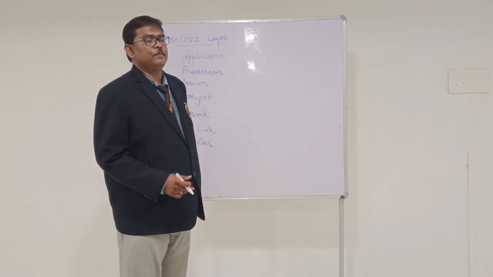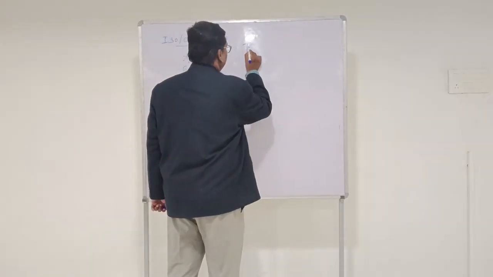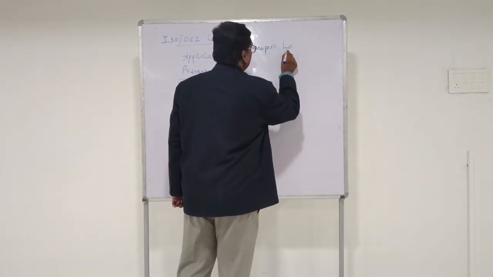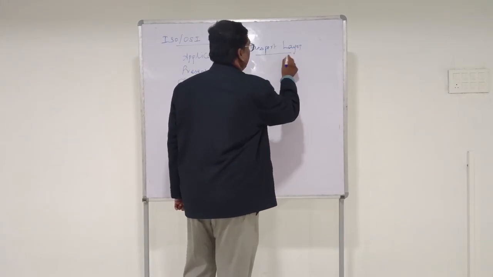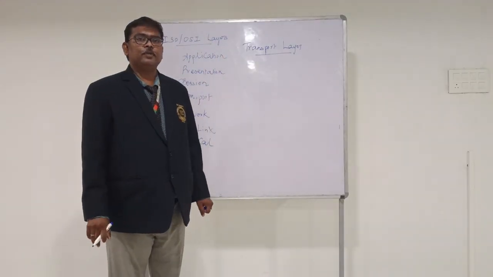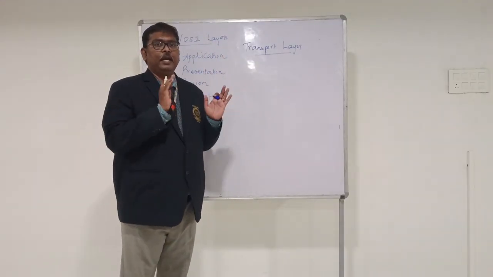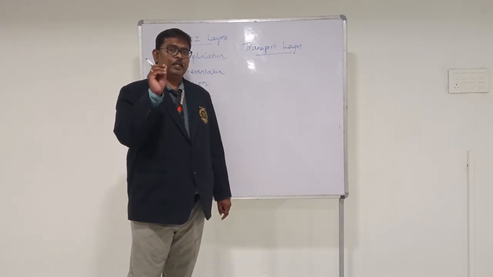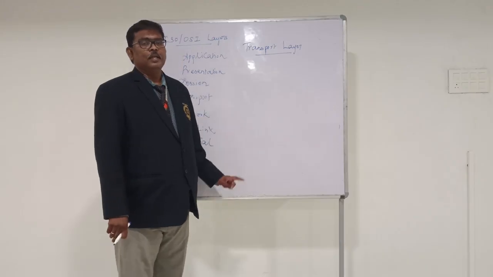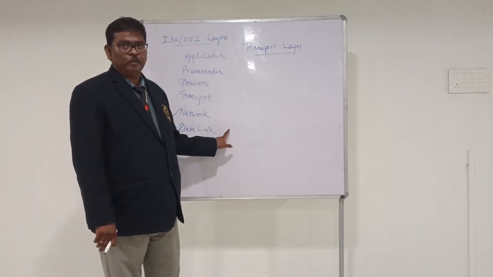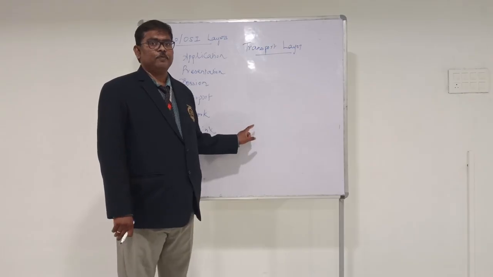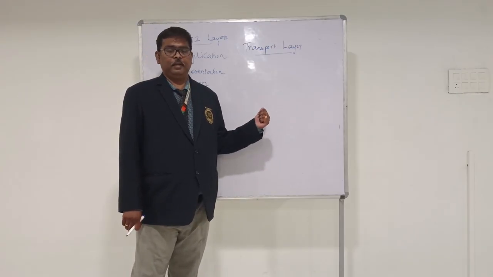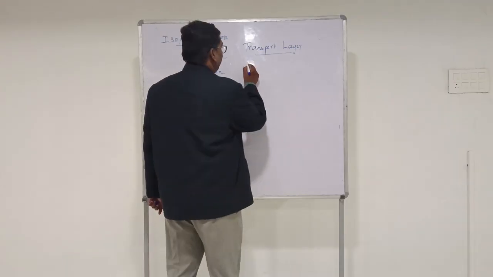First, I start with the transport layer, the fourth layer of the OSI model. The responsibility of the transport layer is to exchange the entire information between the source and destination. Why am I using the words entire information? The previous layer, the network layer, is responsible for transporting a single packet from source to destination, but the transport layer will transport the entire information.